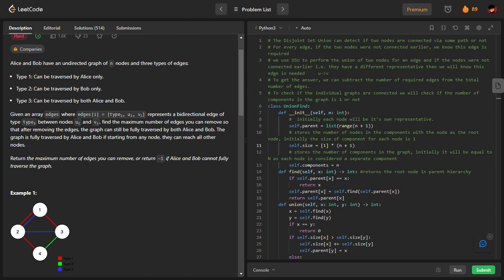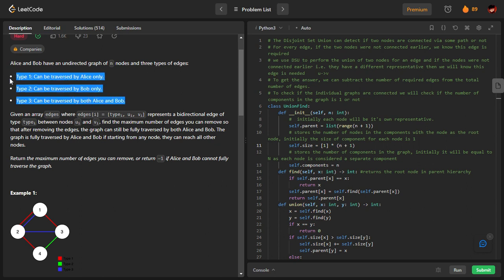Now the question starts. Find the maximum number of edges you can remove so that after removing the edges, the graph can be fully traversed by both Alice and Bob. At the starting itself, let me tell you, there are two characters, Alice and Bob. We have to treat them differently. What they're asking is we have to remove some edges of any of these types.